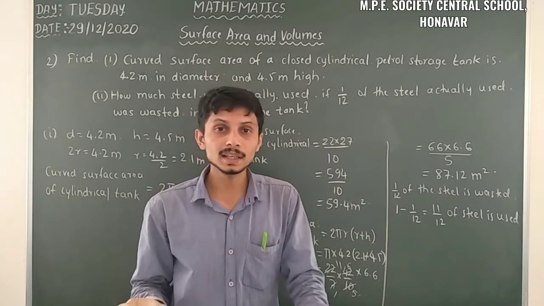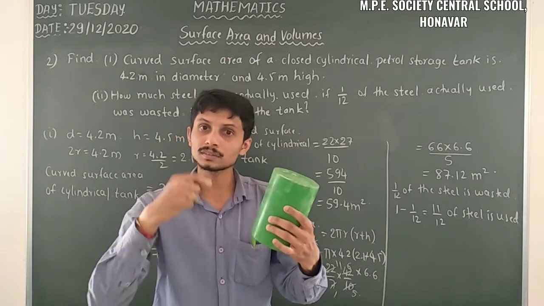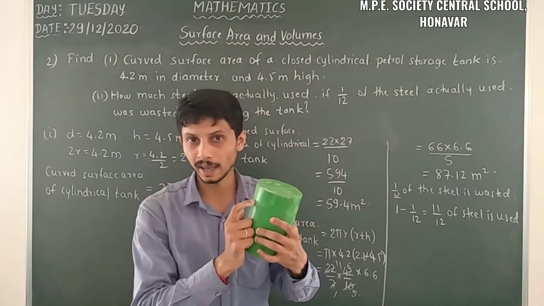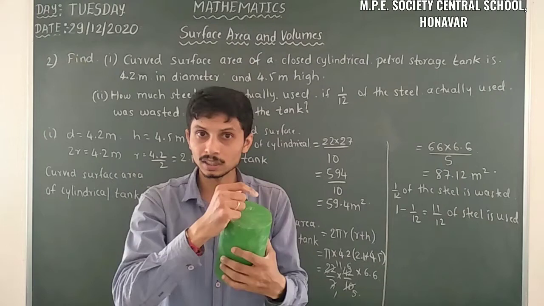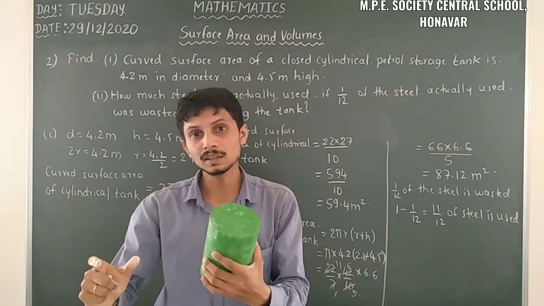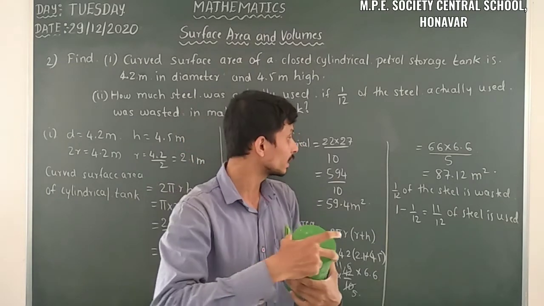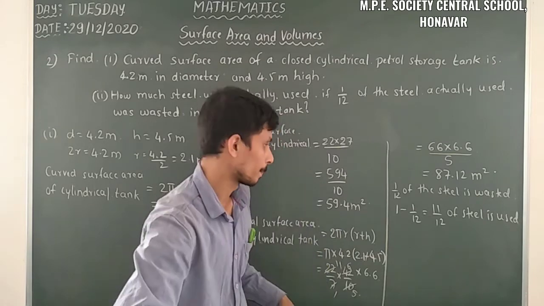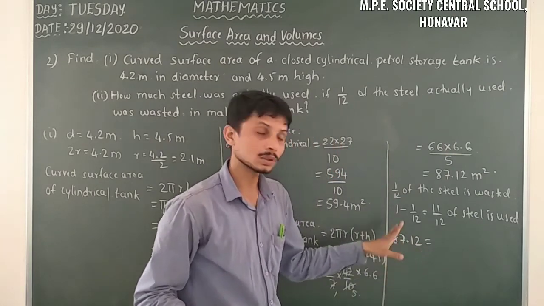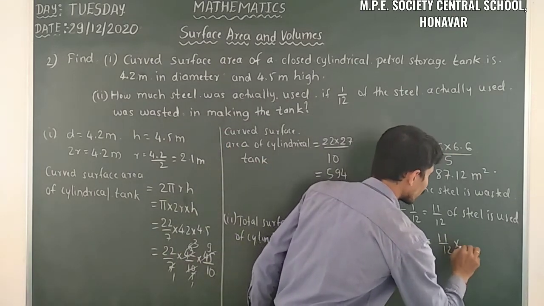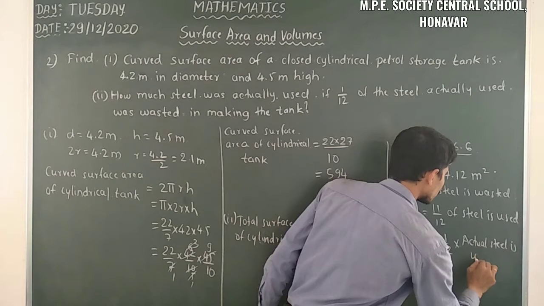So the steel is used to cover that cylindrical tank. The total surface area is given, and 11/12 of the steel is used here. That amount of steel is equal to the total surface area only. So 87.12 is the actual surface area, which is equal to 11/12 of the actual steel used here.